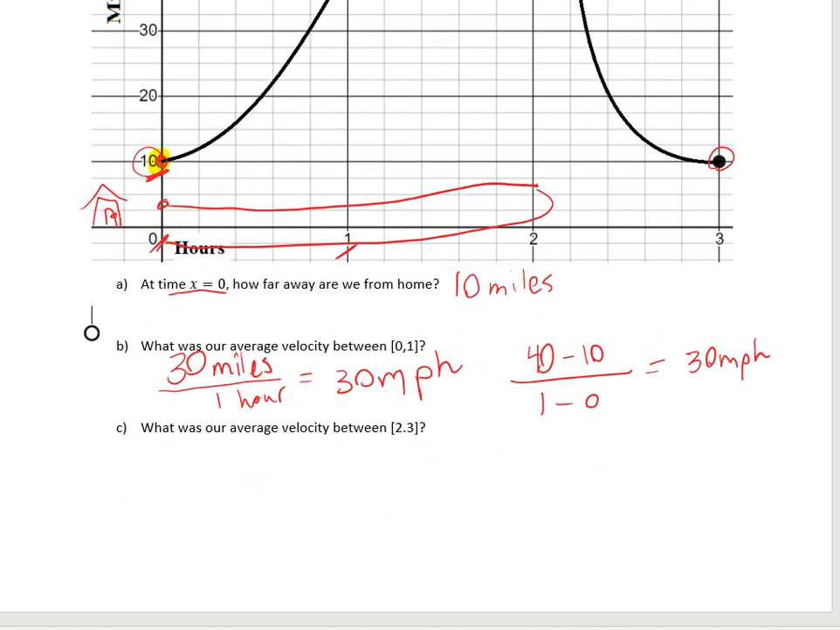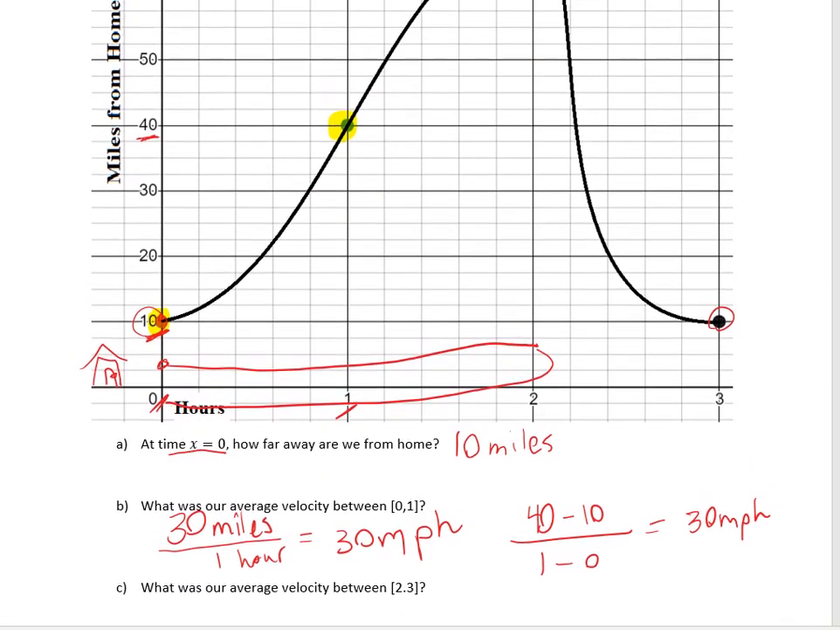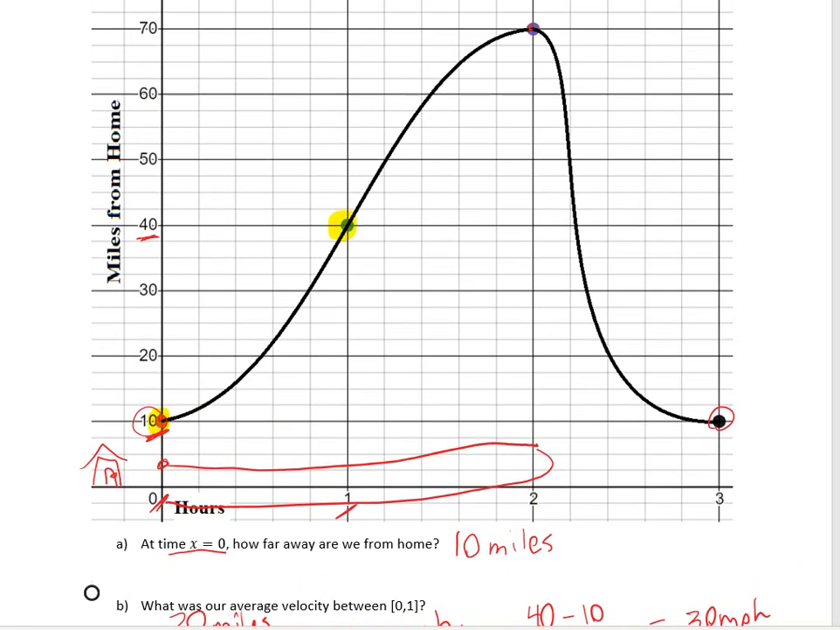Now for the next question, what was our average velocity between time 2 and 3? So again, if we look between time 2 and 3, let's go ahead and do this in a slightly different color. At time 2, we were 70 miles away from home, and at time 3, we were 10 miles away from home. So that means that we went 60 miles in the span of an hour.